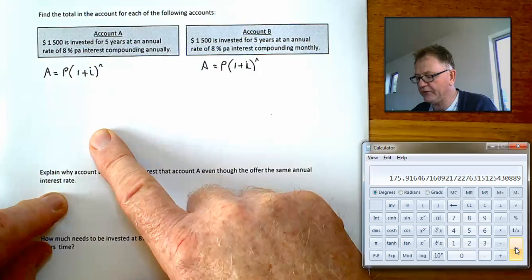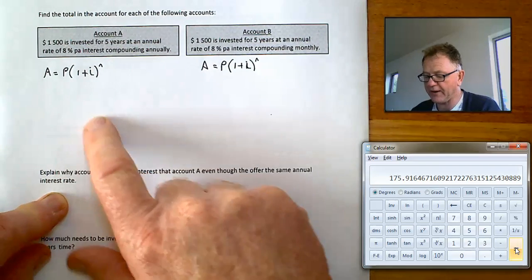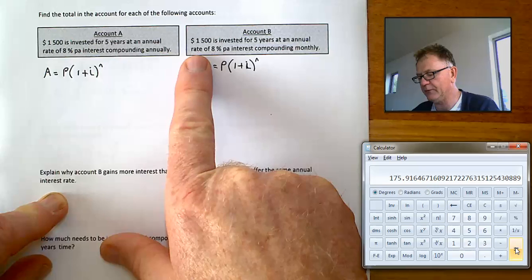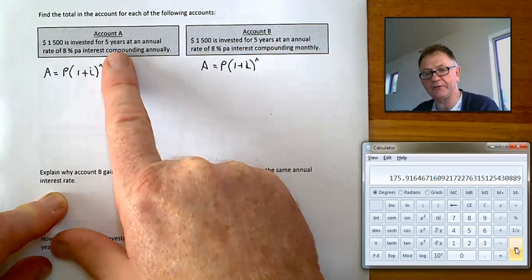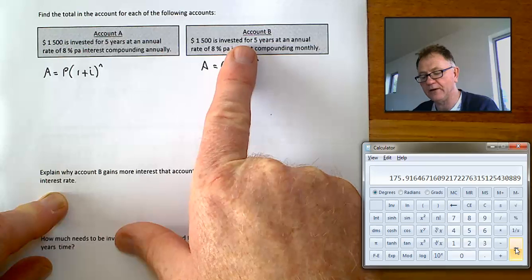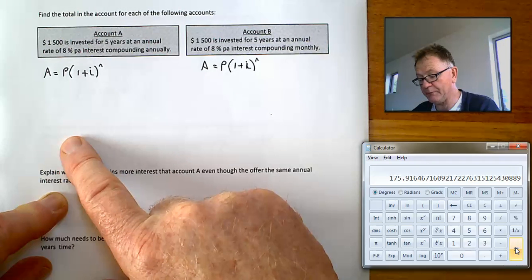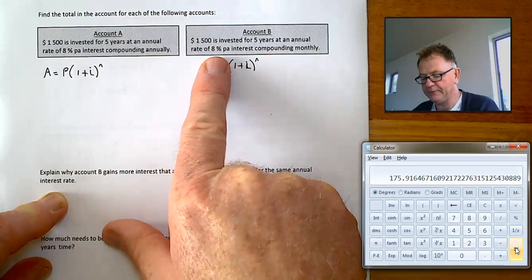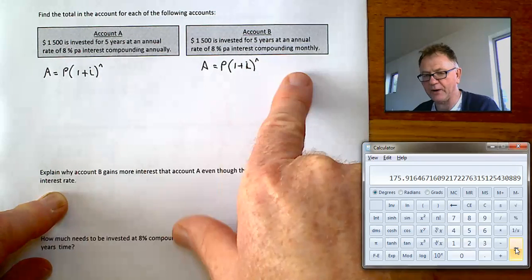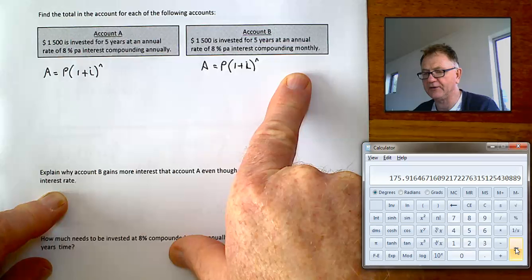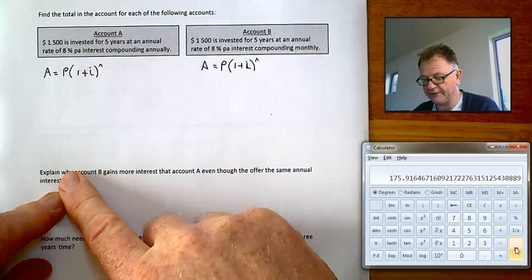Now, the interesting thing about this, in both cases the same amount is being invested, $1,500. In both cases it's being invested for 5 years. And in both cases it's 8%. The difference is that this one is compounding annually, this one is compounding monthly. Let's see how much is in the account at the end of 5 years in both cases.